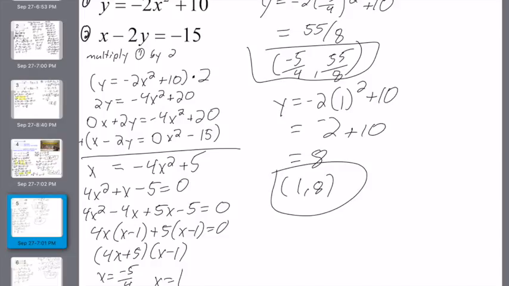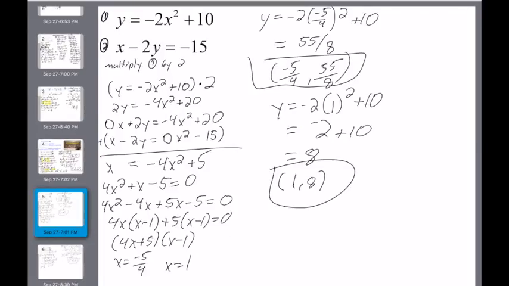Alright, so if you worked it out correctly, this is what you should have had. Our solutions are negative 5 over 4, 55 over 8, and 1, 8. Here we multiplied our first equation by 2 in order to get both equations having 2y. Then because one was a negative and one was a positive, we added them together to cancel out those y's, leaving us just with x's. Again, factoring by grouping and working our way through.